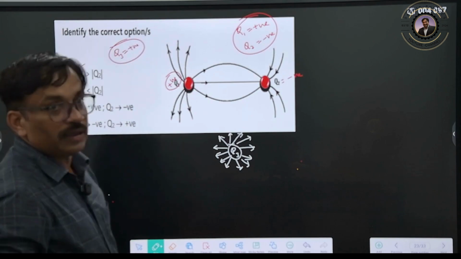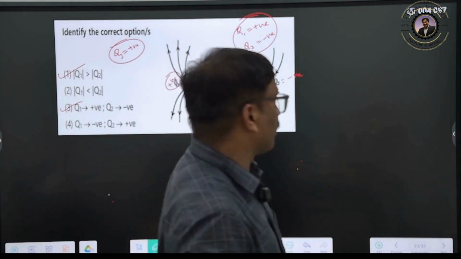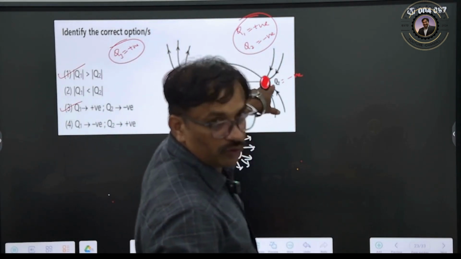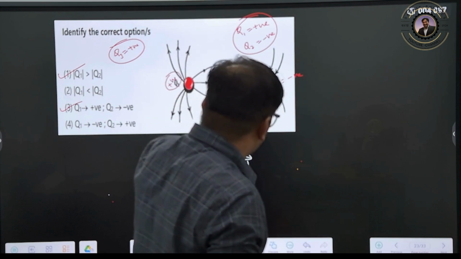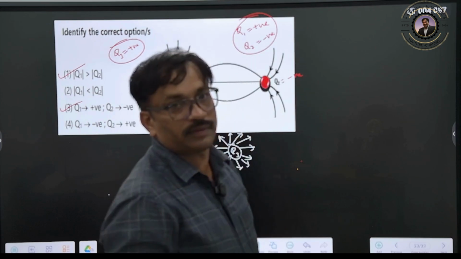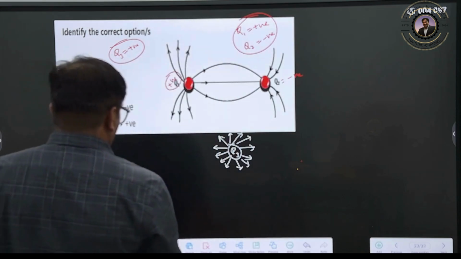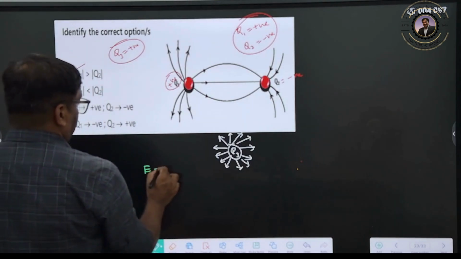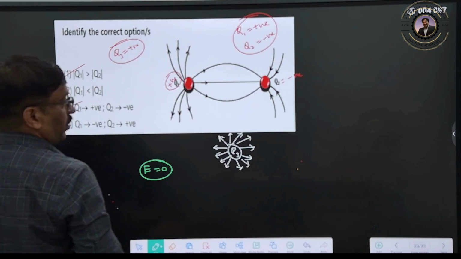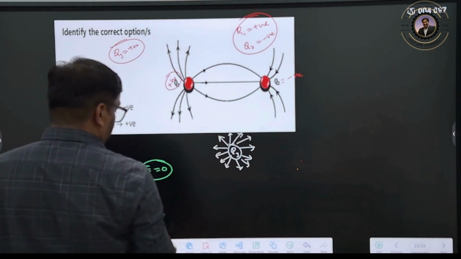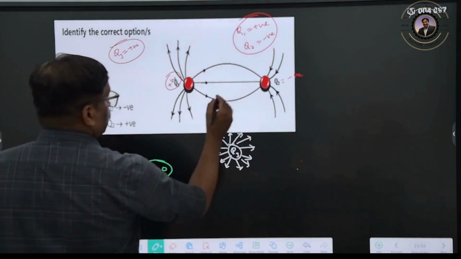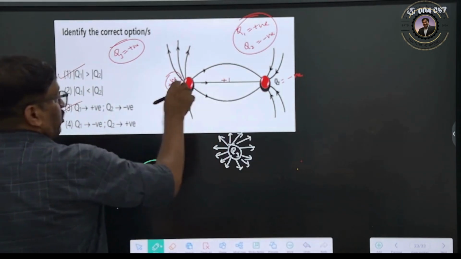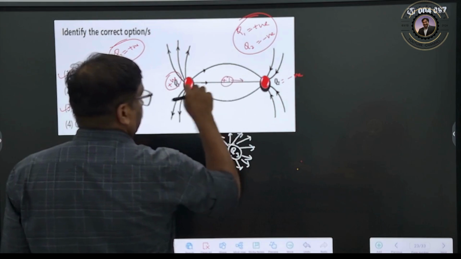Can you tell me where the electric field will be 0? In between Q1 and Q2, or Q2 and Q3, or Q1 and Q3? So what is the question now? Where will the electric field be 0? We will test it. Suppose I take plus 1 coulomb. This one will be repulsion, this one attraction.